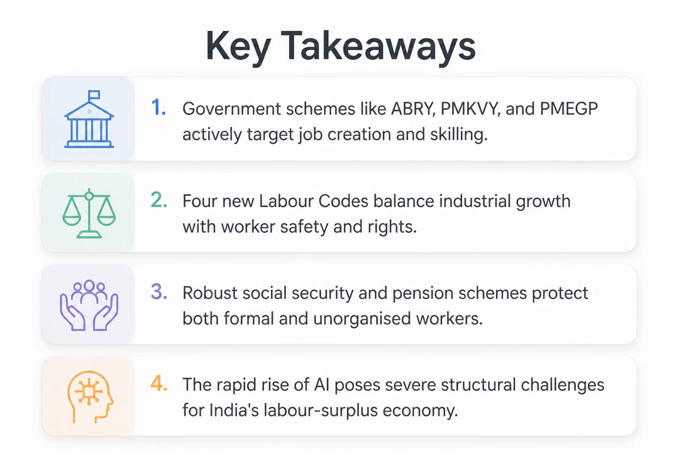To wrap up our discussion, we have seen that the government is actively pushing job creation and skilling through targeted schemes like ABRY and PMKVY. The consolidation of complex laws into 4 new labor codes aims to balance industrial productivity with essential worker rights. Meanwhile, expanded Social Security and pension schemes are providing much-needed safety nets. However, as we look ahead, the rapid advancement of artificial intelligence will require strong institutional responses to protect India's labor surplus economy.